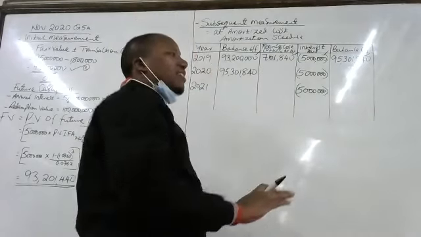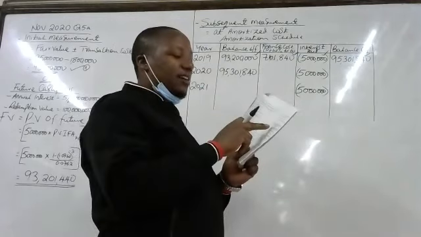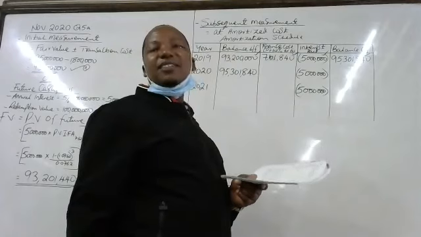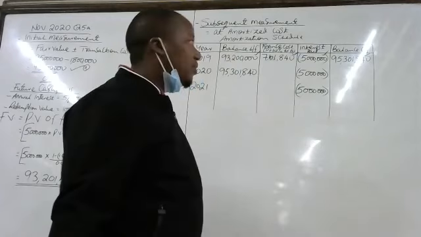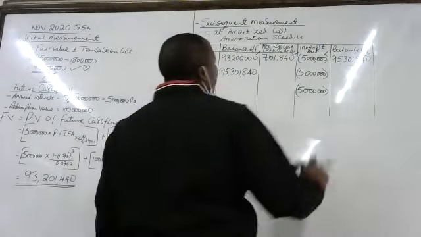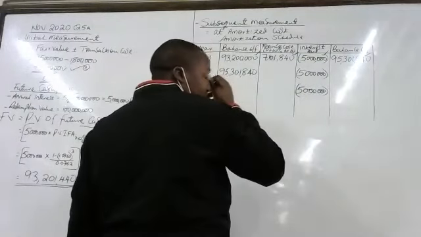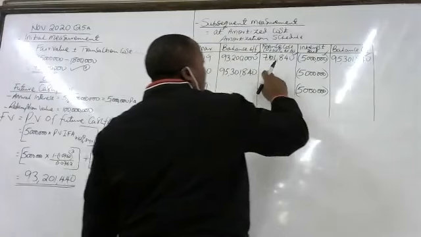Is it the same as the given statement? It is not the same. We will see the double entry. I want to show you the double entry, to see whether it recorded it or not. So this is equal to how much?